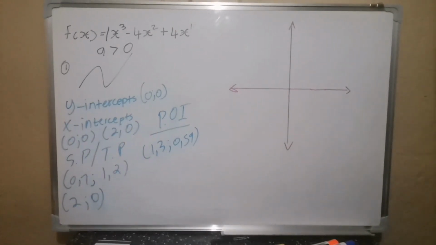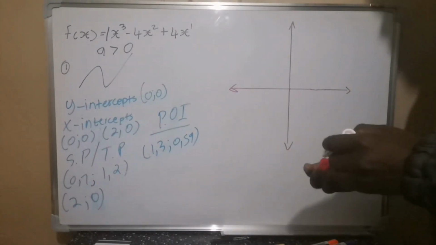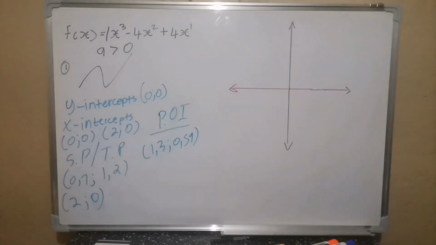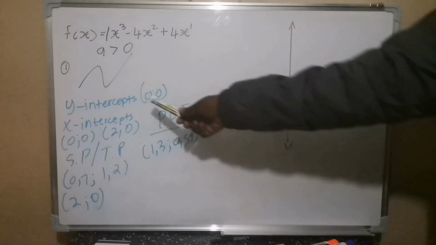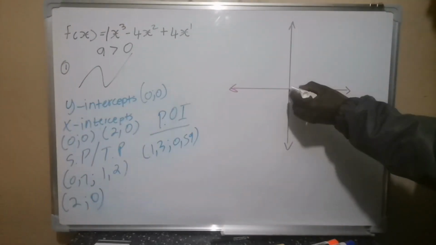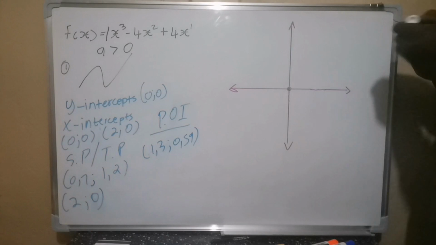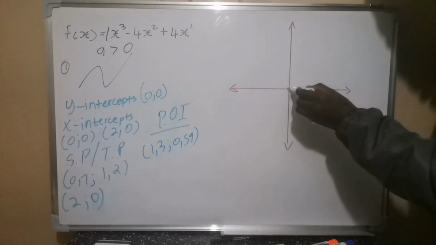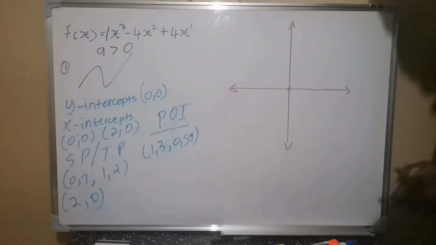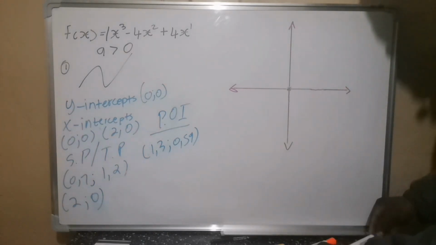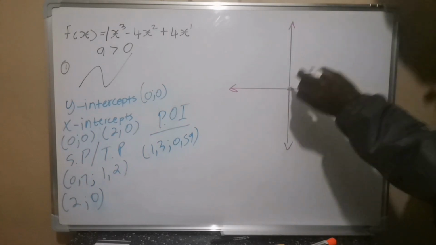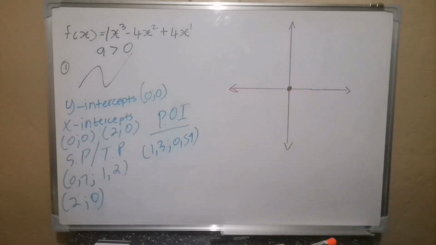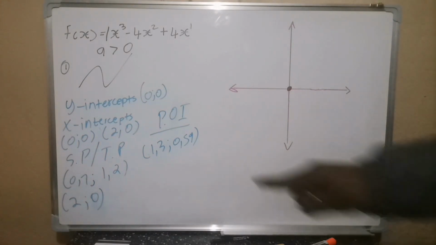Let me just plot the coordinates. Here's our 0 and 0. Let me just use a different color. Brown. Yeah. 0 and 0, the origin here.